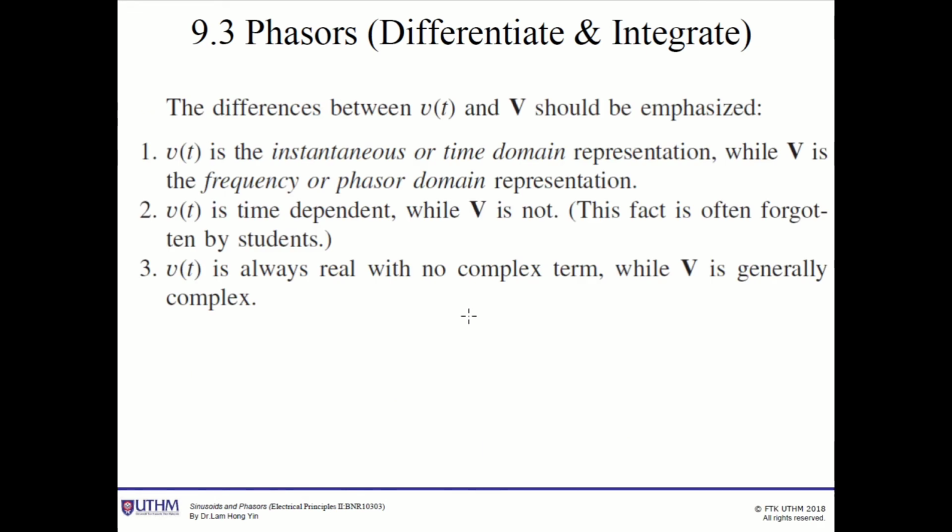So what is basically the difference between v(t) and V? v(t) is the sinusoid and V is the phasor. v(t) is the instantaneous or time domain representation, while V is the frequency or phasor domain representation. v(t) is time dependent while V is not, and v(t) is always real with no complex term, while V is generally complex.